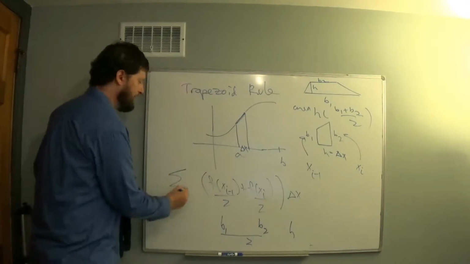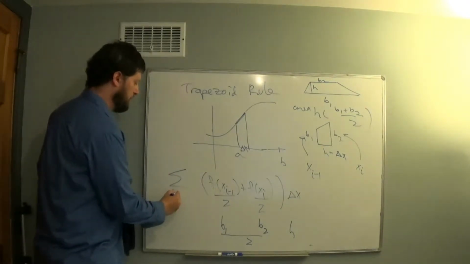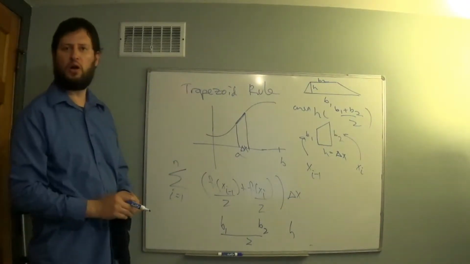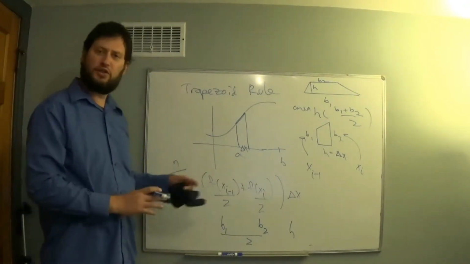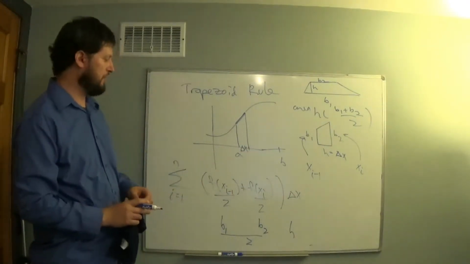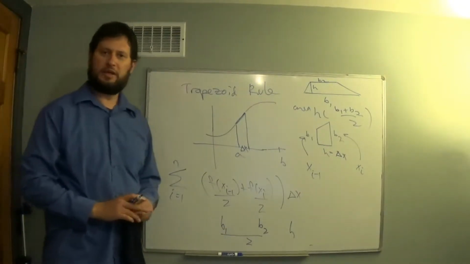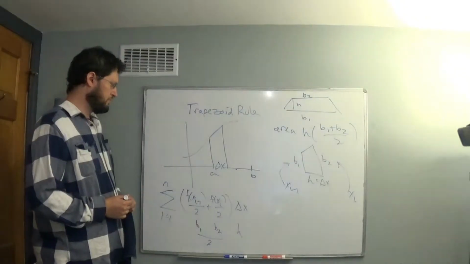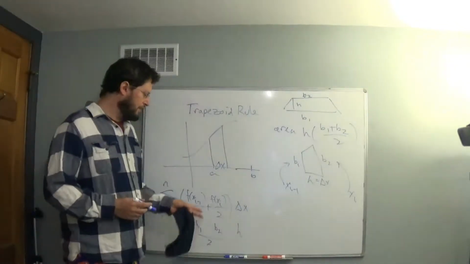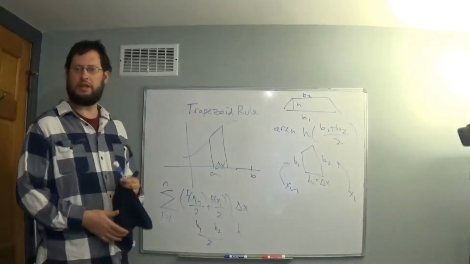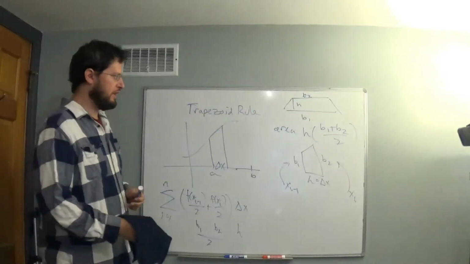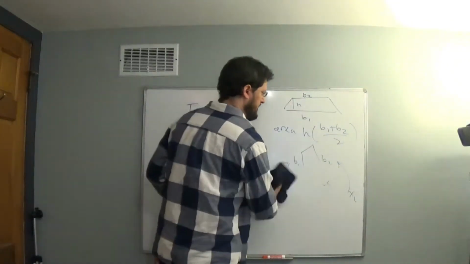But then we need to add them all up, where i goes from 1 to n. So we add up all n of our trapezoids. And that's fine, that's good, but we can do a little bit of algebra here to make our life even a little bit easier. So let's apply some algebra to this formula to make a final formula that's actually easier to work with, and then we'll look at some examples.